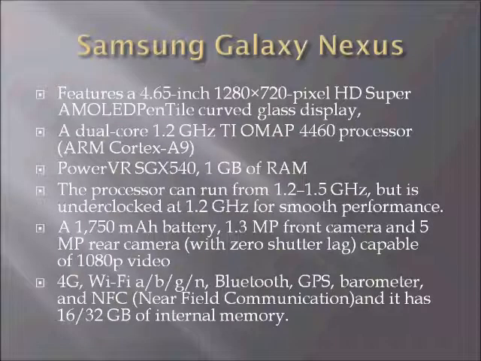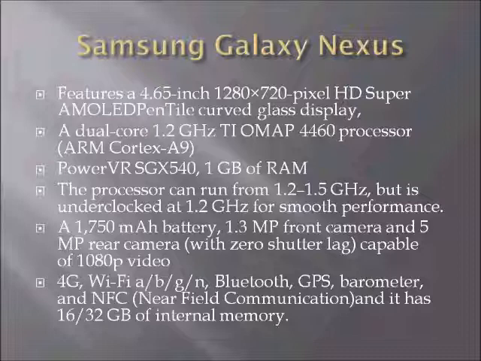So taking a closer look at the Samsung Galaxy Nexus, we see that it has a 4.65 inch high-definition glass display, 1.2 GHz dual-core processor, 1 gigabyte of RAM. The processor can actually run at 1.5 gigahertz, but is underclocked to 1.2 for smoother performance. The battery in this device is a 1750 milliamp hour battery.